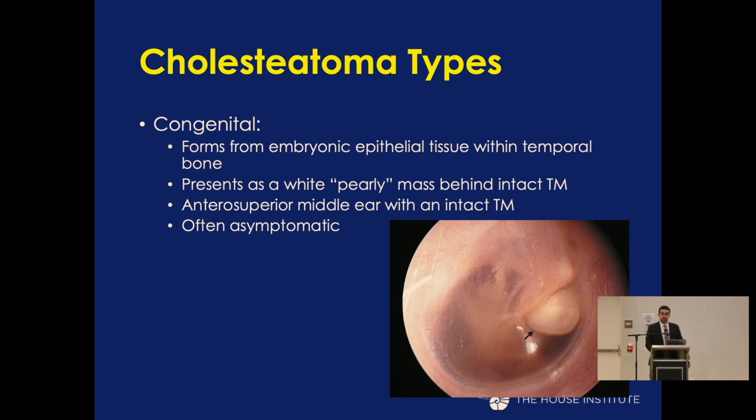You have congenital cholesteatomas, and it's a completely different disease than adult cholesteatoma. These form from embryonic epithelial tissues that get stuck inside the temporal bone as the fetus is developing. And usually when you look with an otoscope, you would see a white pearly mass behind the tympanic membrane. And this is actually in the anterior superior aspect of the eardrum. And oftentimes it's asymptomatic. So again, pediatric patient, white pearly mass anteriorly, maybe no hearing loss or no really significant history of ear problems, suspect a congenital cholesteatoma.